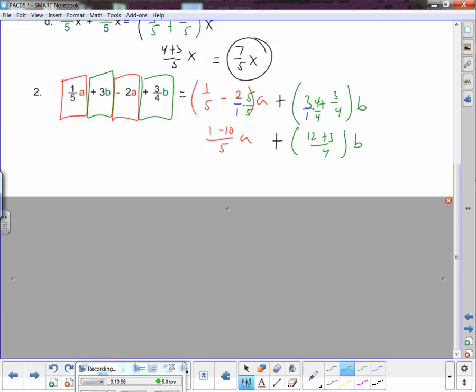So somebody tell me how many of the A's do we have? Colby? I agree. Colby said 1 positive and 10 negatives leaves you 9 negatives. And somebody tell me how many of the green we have. Luke? 15 fourths B's. And you know what? None of those reduce. So that's the final answer, 9/5 A plus 15 fourths B. Not so bad. Just got to keep track of things.